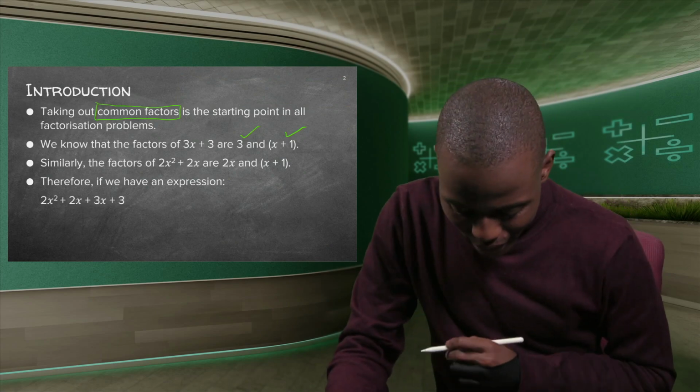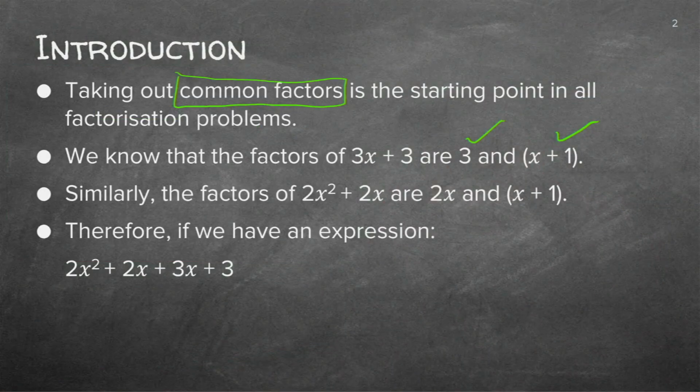On this one also, the factors of 2x squared plus 2x will be 2x and x plus 1. Let me just also show you why we say that. If you have 2x squared plus 2x, and you write it in this form, 2x times x plus 1, if you distribute back those values, they should give you what you started with. That is why we simply said those are the factors of what you started with.